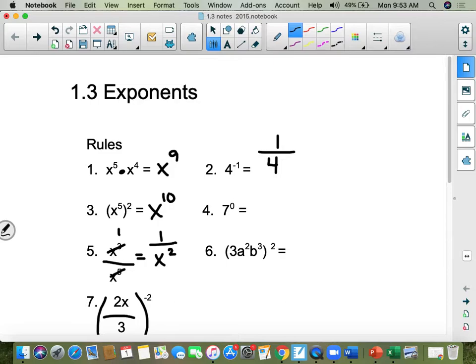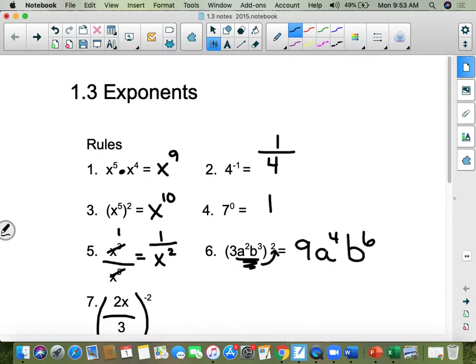Anything raised to the 0 power is 1. Everything inside of here has to be raised to the second power. 3 to the second is not 6. It's 3 times 3, which is 9. A to the fourth, B to the sixth.